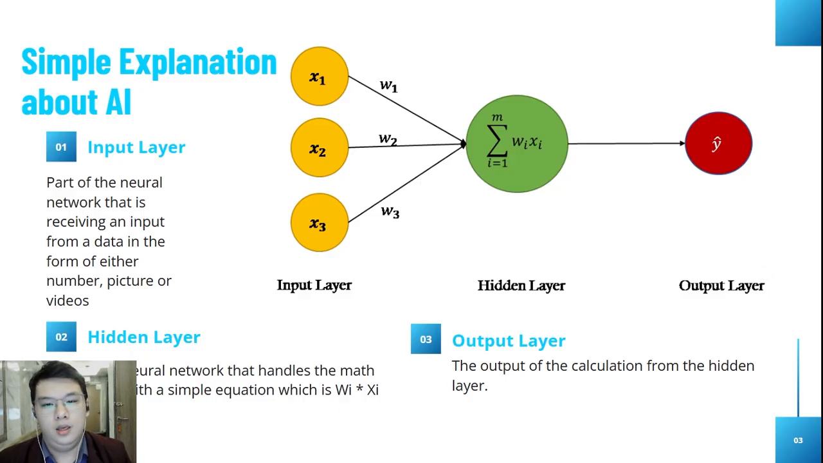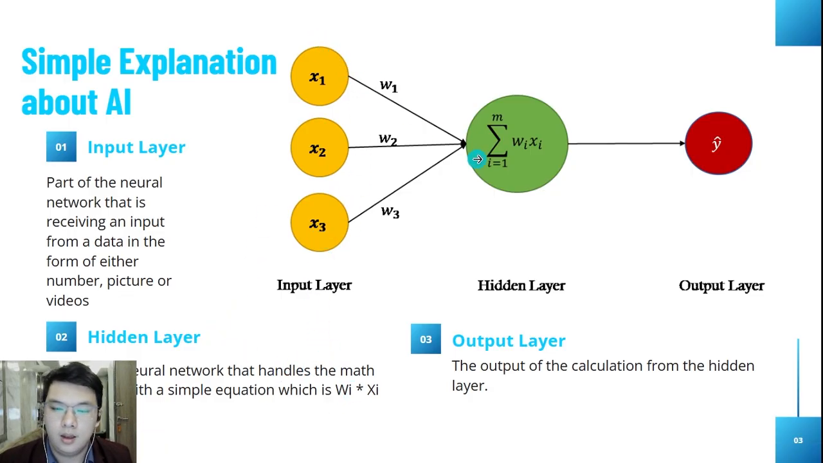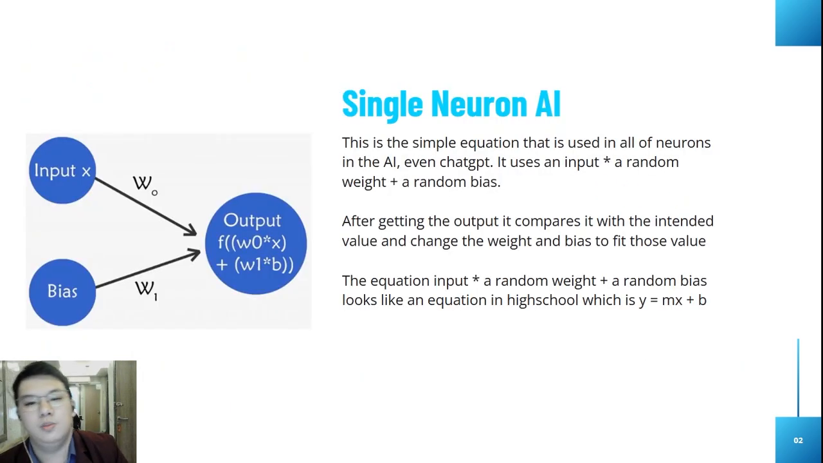AI generally can be split into three parts: an input layer, a hidden layer, and an output layer. The input layer receives input data in the form of numbers, pictures, videos, or anything else. The hidden layer handles the math calculation with a simple formula, which is weight, hence the W, and the X, which is the input. Then the output layer outputs the calculation from the hidden layer.